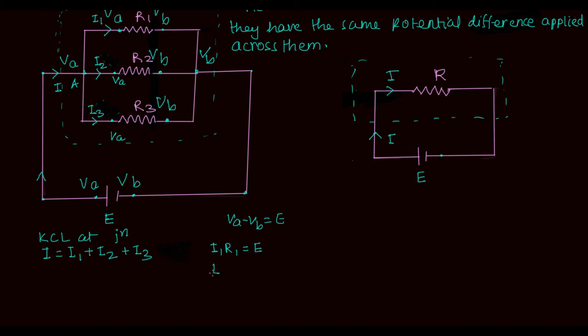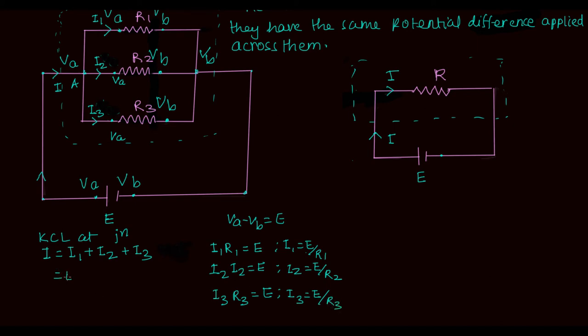And I2 R2 is again E. Why? Because the potential difference across them remains the same. And I3 R3 is E. Is it not? So what is I1 equal to? I1 is equal to E upon R1. And I2 becomes E upon R2. And I3 becomes E upon R3, right?